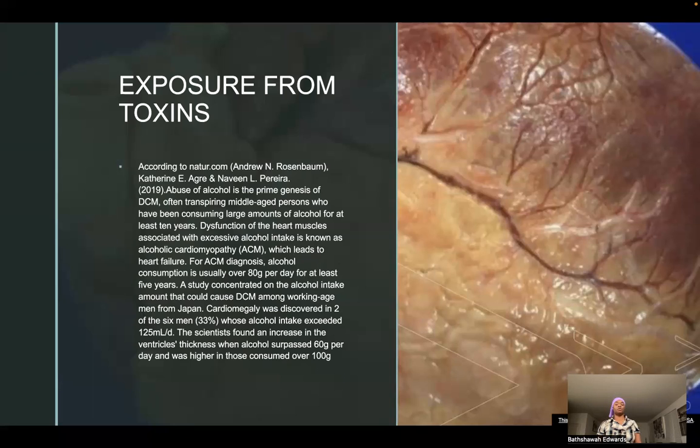A study concentrated on the alcohol intake amount that could cause DCM among working age men from Japan. Cardiomyopathy was discovered in 2 of the 6 men, 33%, whose alcohol intake exceeded 150 milliliters daily. The scientists found that an increase in the ventricle thickness occurred when alcohol exceeded 60 grams per day and was higher than those who consumed over 100 grams a day.